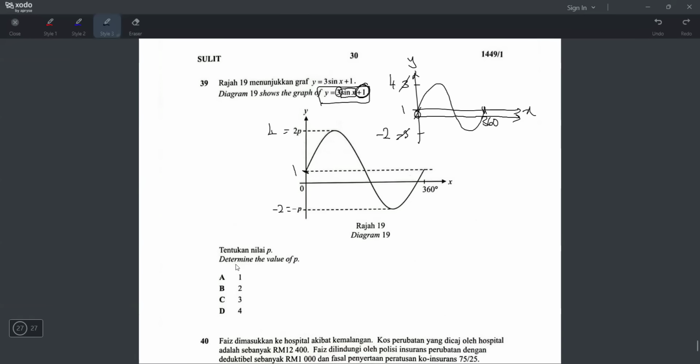Okay, so they want to determine the value of p, right? Okay, so we all know 2p is 4, right? So the p is 4 divided by 2 lah. So the p is 2. So the answer is B, boy.